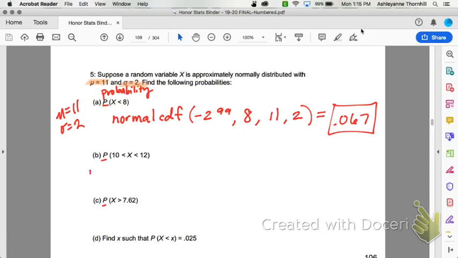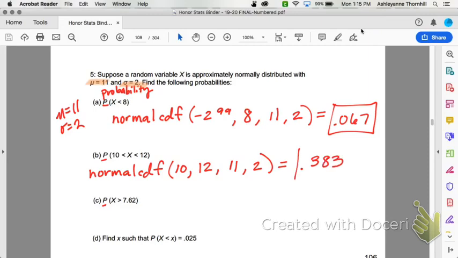What about B? I would do normal CDF. My lower bound would be the lower value and then the upper bound, and then mean and standard deviation are 11 and 2. And you get 0.383.